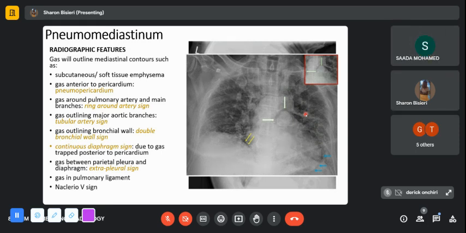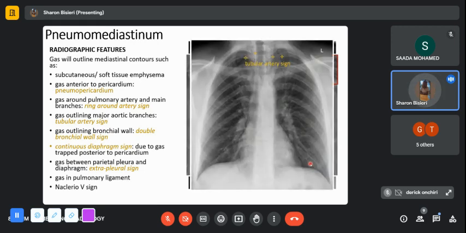Yeah, go ahead, Sada. Would that be the ring around the artery sign, the one in white arrows? Yes, yes. Then these other yellow arrows are pointing to air over the right hemidiaphragm on the medial aspect, and the one on the left heart border is also pointing towards air outlining that left heart border.